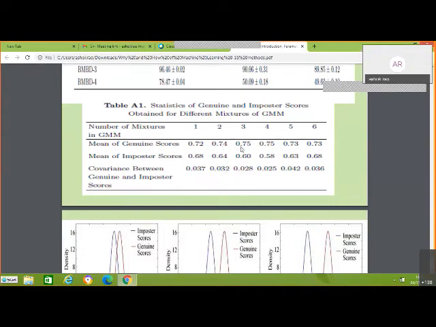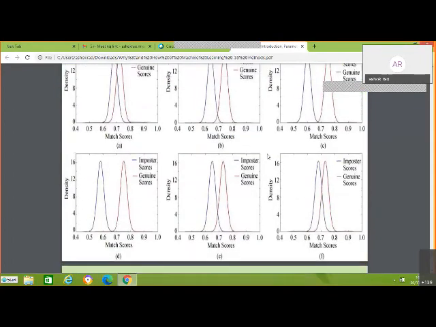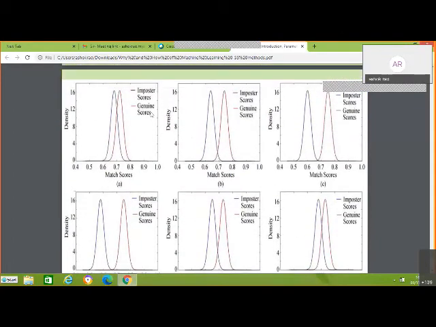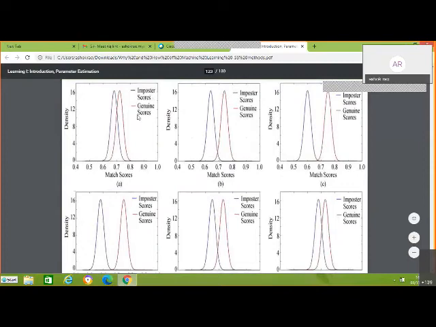2 mixtures, 3 mixtures. You see, in 4 mixtures, this value is 0.75. This is 0.58. High of this, highest among all, lowest among all, and the lowest of this, which means this combination of face and fingerprint using 4 mixtures gives me the best. And lo and behold, just see how it separates the imposter score and genuine score.